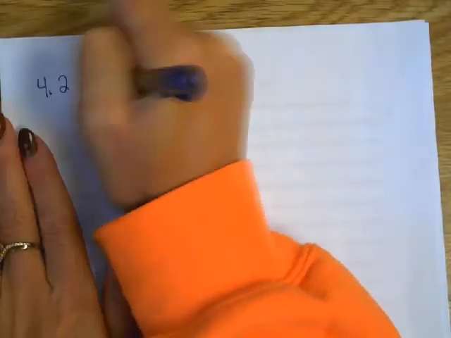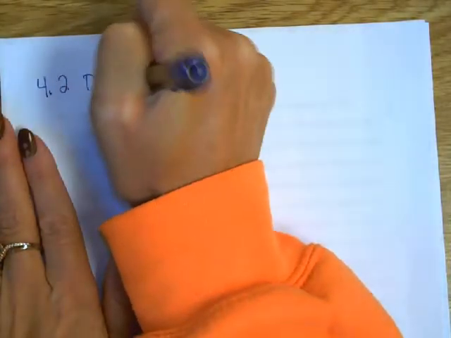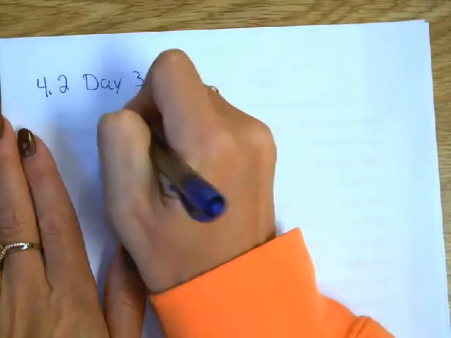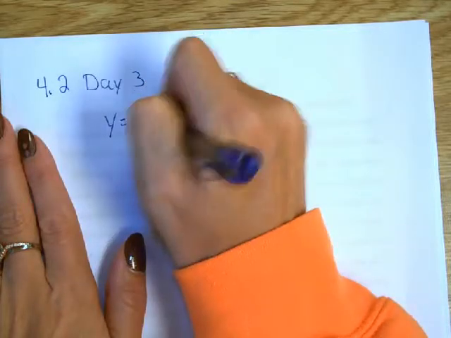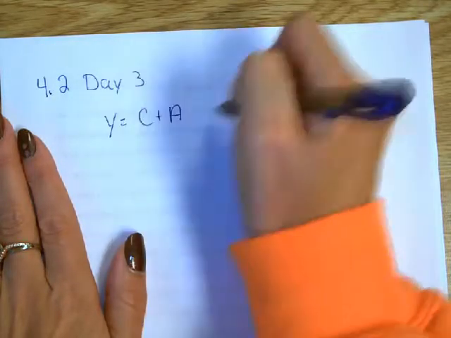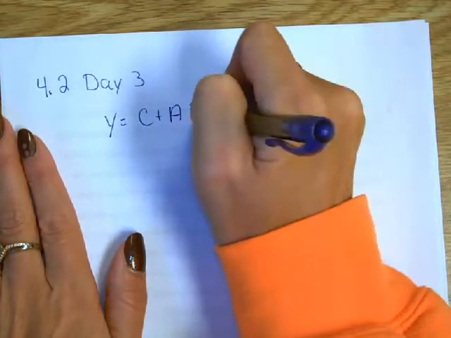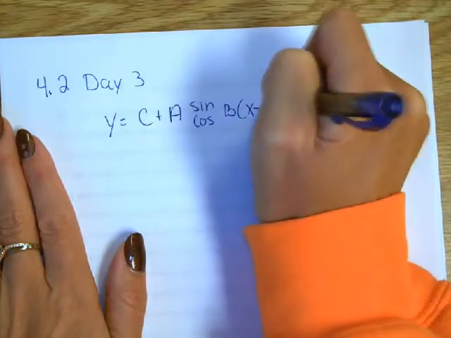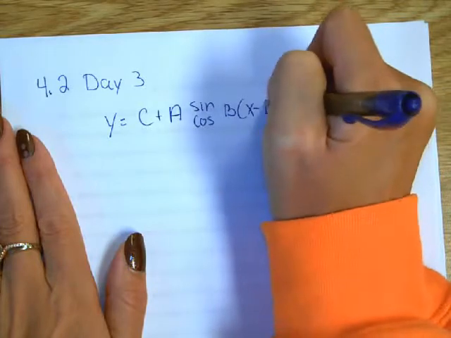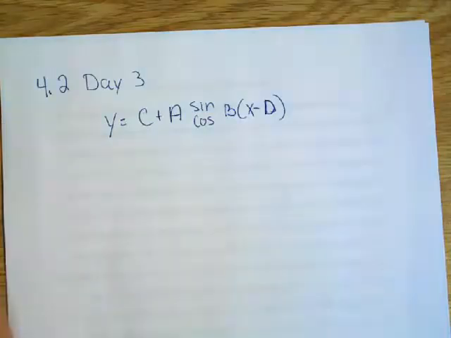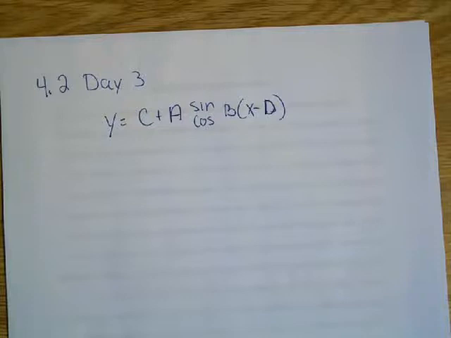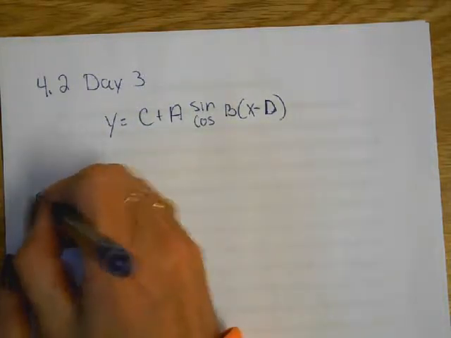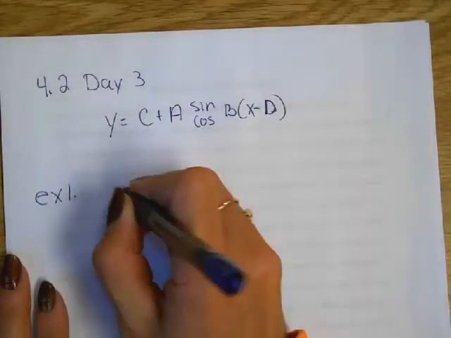All right, for day 3, let's tie it all together. It could be sine or cosine. All right. And we should know what everything's doing here. So let's put everything in this. See how you're doing.